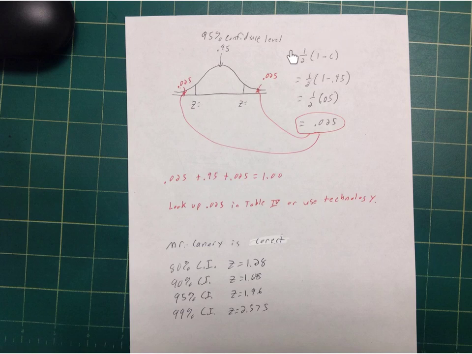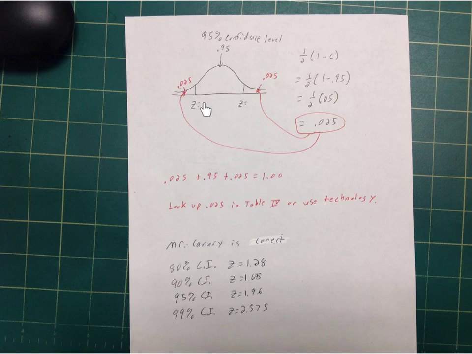Well, you pointed out this formula here. You put 0.95 in it, and it comes out to 0.025. What that gives you is the area in the two tails. The area in this tail is 0.025. The area in this tail is 0.025. The area between is 0.95, for a total area of 1.